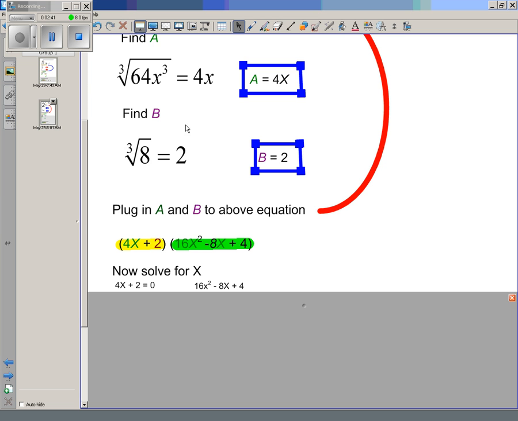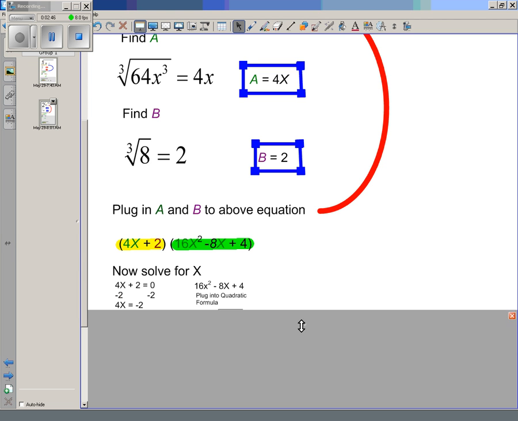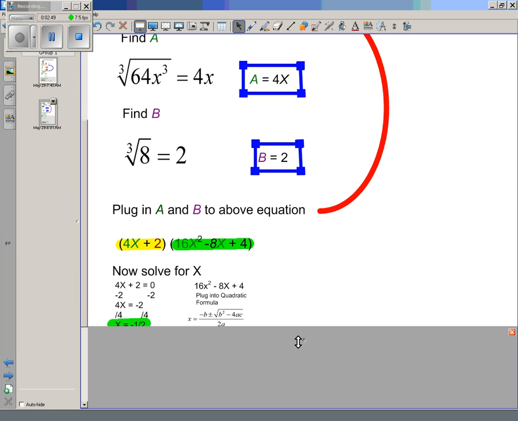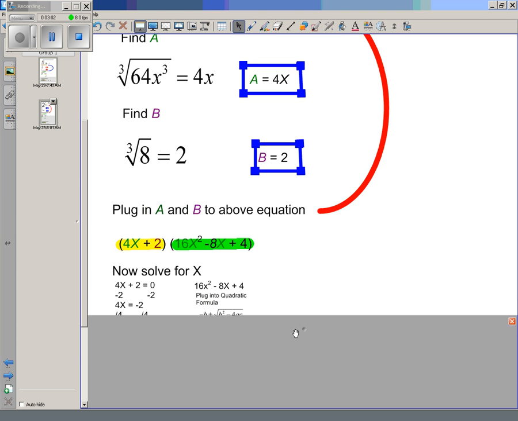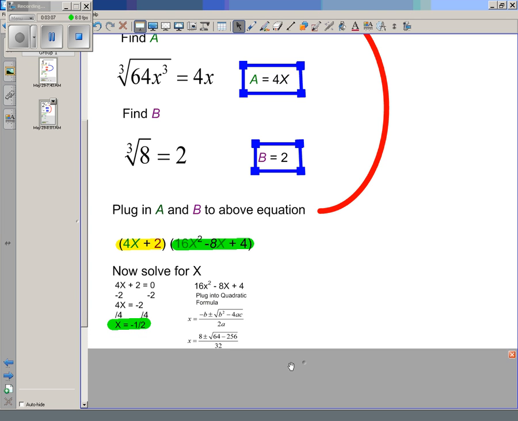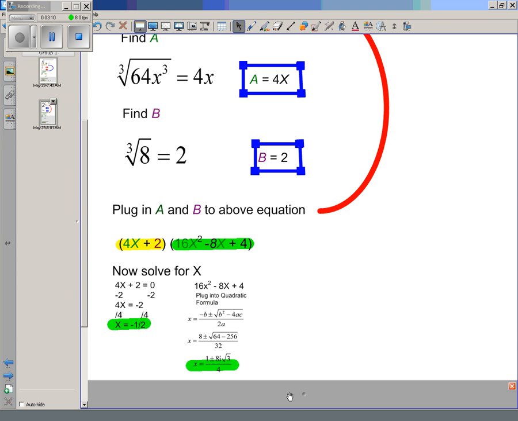And as we go by, we're going to do 4x plus 2 equals 0, minus 2 from each side. 4x equals negative 2, divide by 4 on each side, and you're going to get x equals negative 1/2. In the problem to your right, we're going to do 16x squared minus 8x plus 4. You're going to plug that into the quadratic formula. You're going to do the quadratic formula here, and then you're going to go down, plug the numbers in, simplify it down. You're going to get x equals 1 plus or minus 8i square root 3 all over 4.